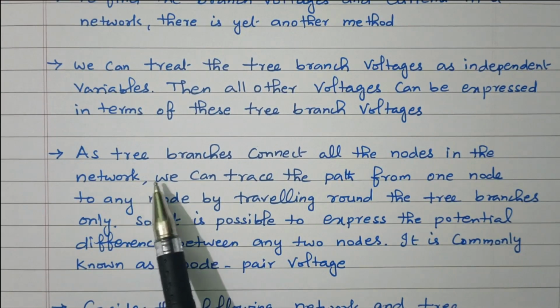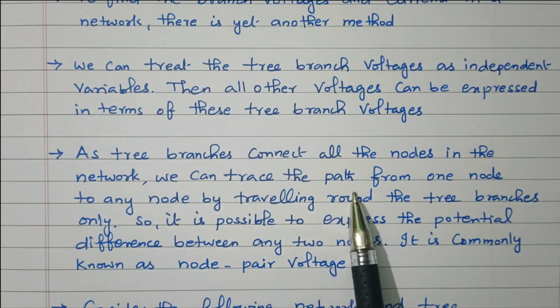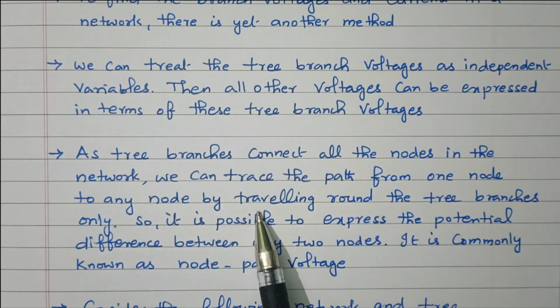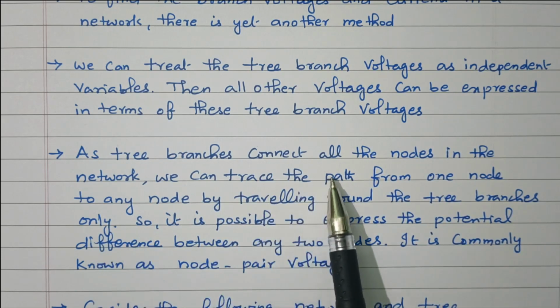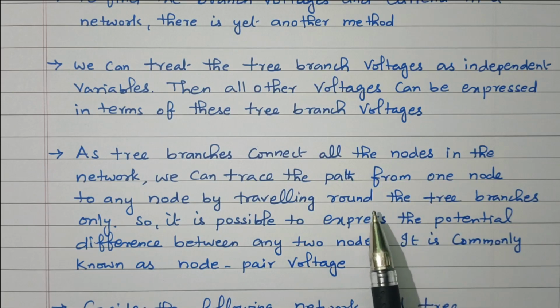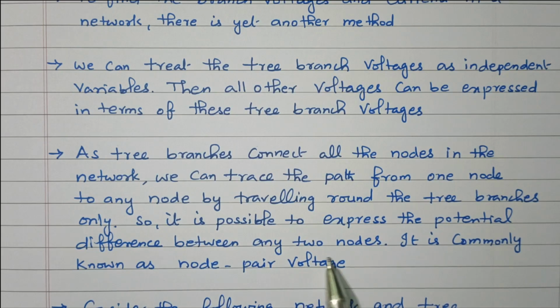As tree branches connect all the nodes in the network, we can trace the path from one node to another node by traveling around the tree branches only. So the tree branch means it will connect all the nodes, so that we can trace the path from one node to another node by the tree branches. So it is possible to express the potential difference between any two nodes. It is commonly known as node pair voltage. So we can express all the potential differences between the two nodes.